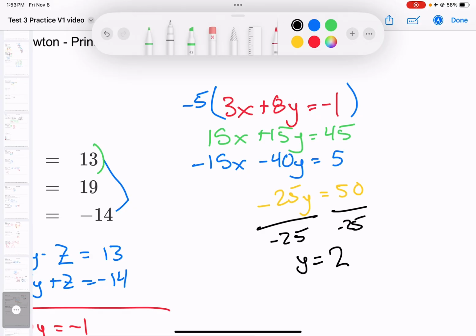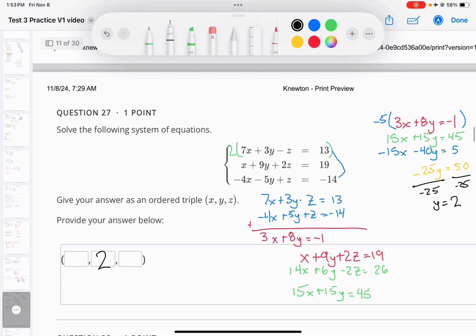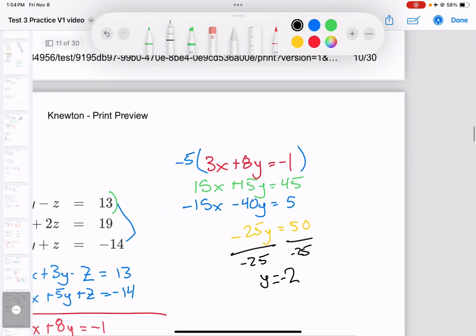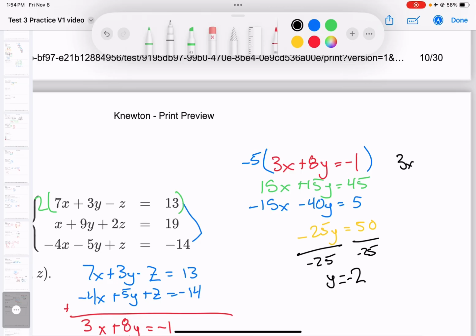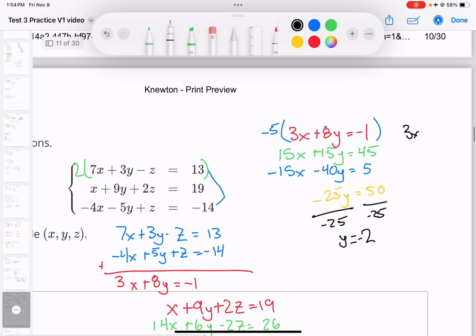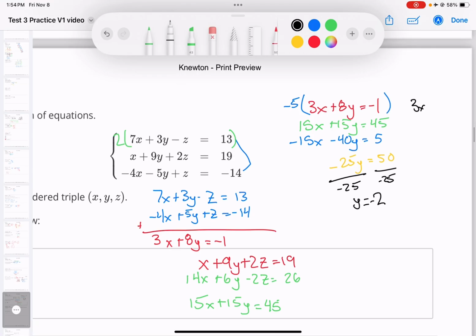So y equals 2. So here I got y equals, oh, it's a negative 2. Okay, so now because I know what y equals, I can go and plug it into one of these two equations. So I have 3x, wait a minute. My answer key says y is 2. Where did I make a mistake? Not negative 2.